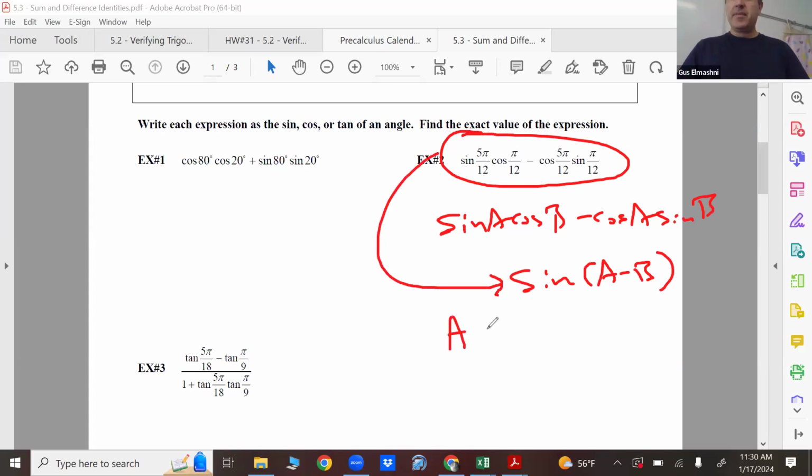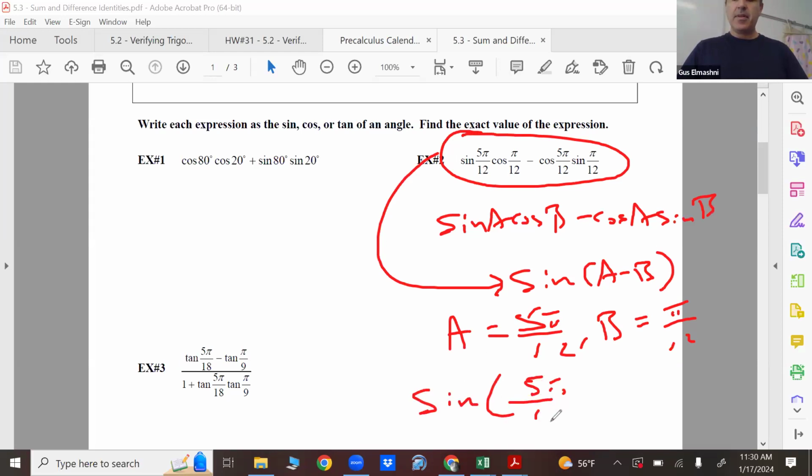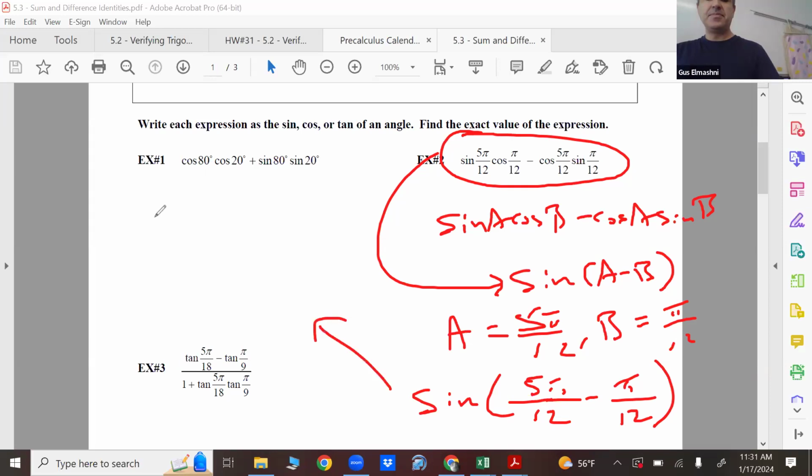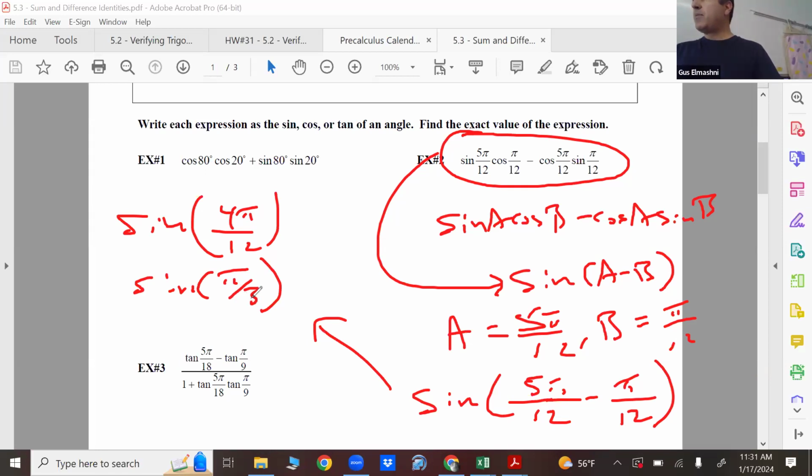What's your A and B here? 5 pi over 12 and pi over 12. And if we subtract them, what do you get when you subtract them? Which reduces to what? 130, got it. Good, excellent. Very nice, Tammy. Thank you. Pi over 3 is roughly, not roughly, it is 60 degrees. That's root 3 over 2.